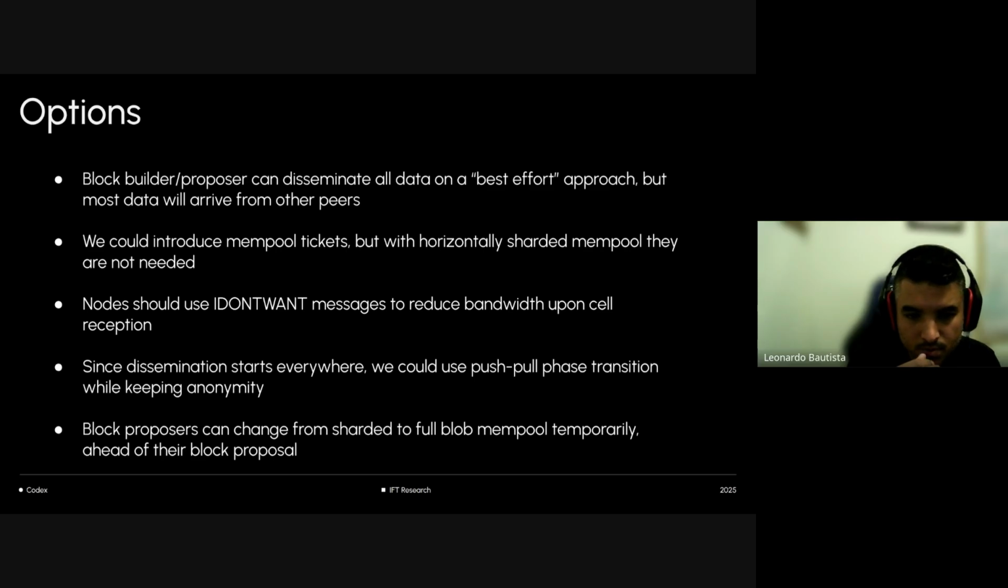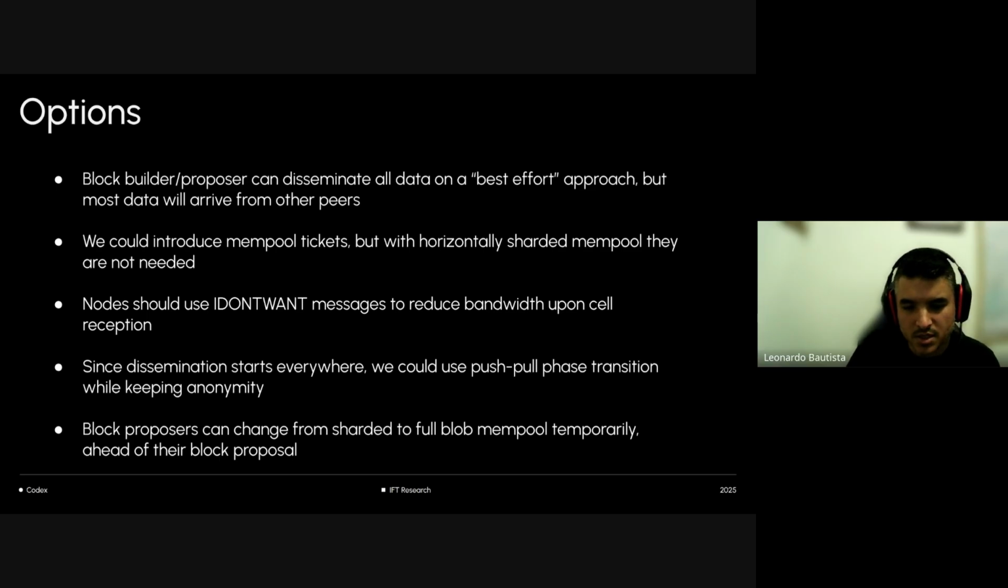We could also introduce mempool tickets. But honestly, here I think it is not useful, because the blob mempool is horizontally sharded, so you cannot really spam it easily, because it works more or less in the same way that it already works today. You can also use I don't want messages to reduce bandwidth upon cell reception. Once you receive a cell, you send I don't want messages to your peers, and then they will not send you the same cell again and again.